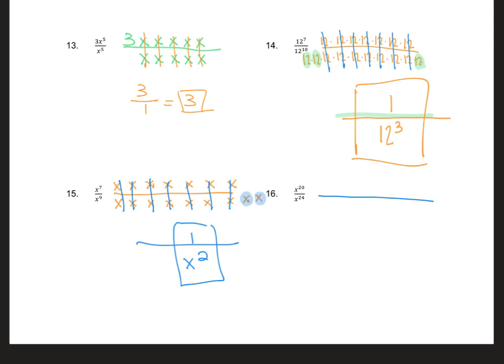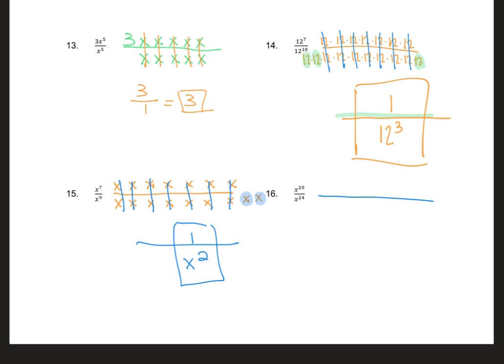Now, let's do number 16 without writing them all out. And I purposely picked a little bit bigger numbers to do that. If I have x to the 20th on the top and x to the 24th on the bottom, okay, what's the difference in my numbers? Where's my bigger number? How many am I going to have left, and where are they going to be?